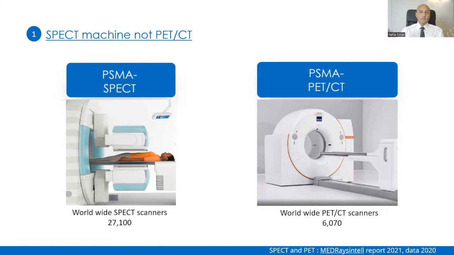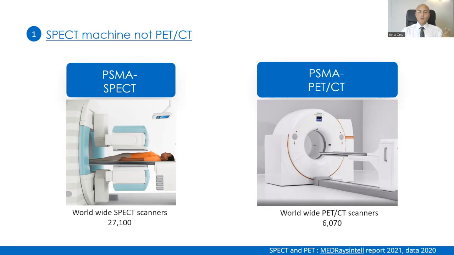So many cities have SPECT machines and gamma cameras, but they don't have PET-CT, and that can be very interesting for the patients and also for the Nuclear Medicine Society to offer this technique in sites that do not have the availability to buy a PET-CT machine.